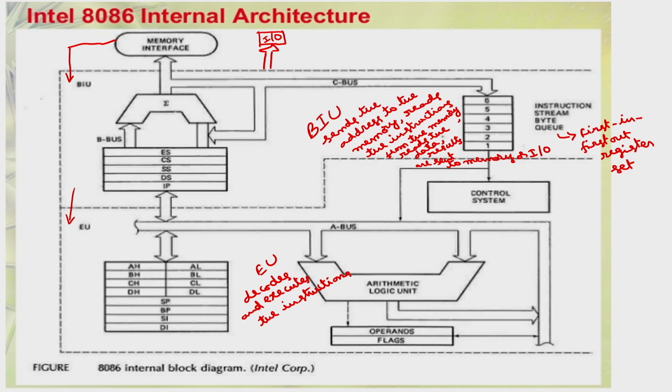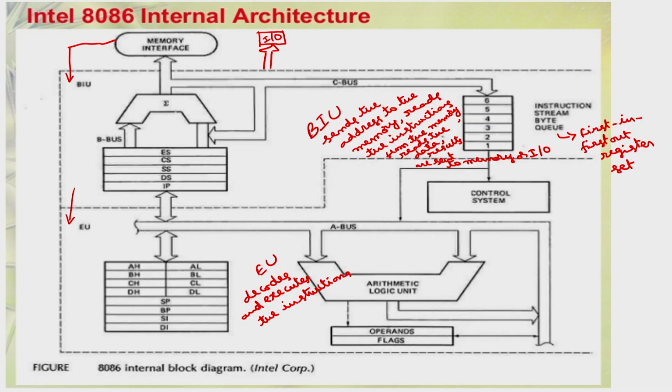While the execute unit is executing the first instruction, it will take time, so the bus interface unit will not be idle during that time. It will fetch as many as 6 instruction bytes and store them into the queue. So what is the advantage of prefetching the 6 instruction bytes while the first instruction is being executed by the execute unit? In this way we can overlap the fetching operation with the execute operation.